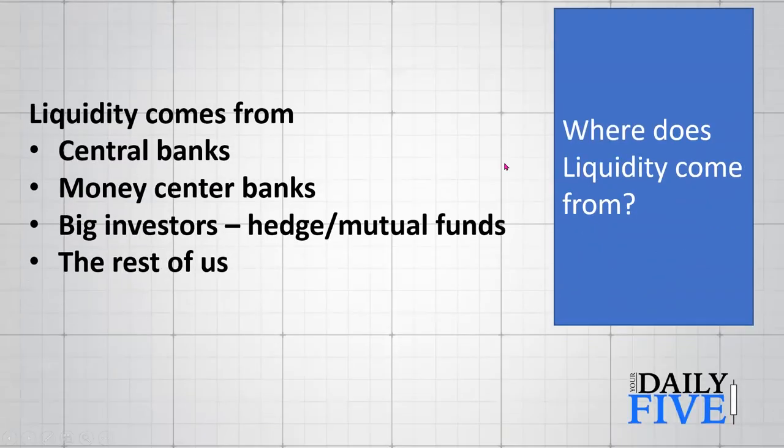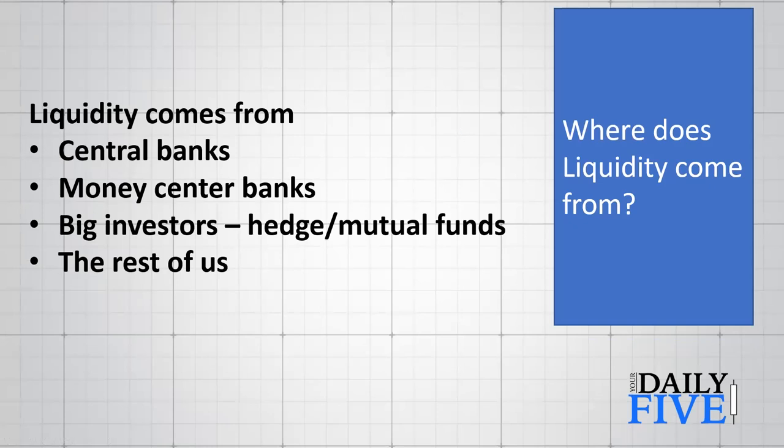So where does liquidity come from? Well, in this world, it comes from central banks. When they lower interest rates, they increase liquidity. When they raise interest rates, they decrease liquidity. Of course, when they have QE or QT, it does the same sort of thing, with QE being the infusion of money into the system and QT being the removal of money from the system. And so it's basically an expansion or an extension of raising or lowering interest rates.